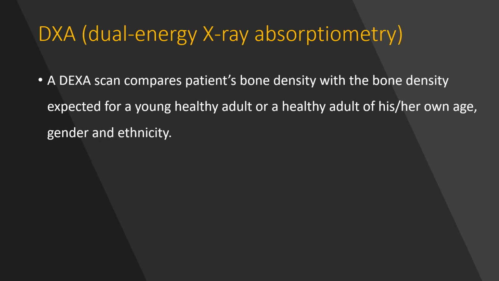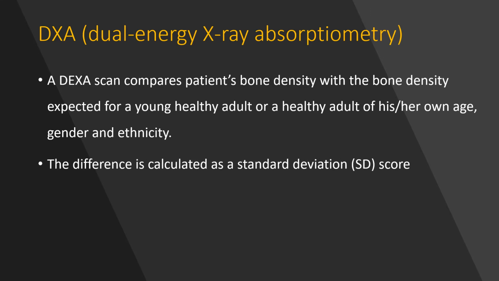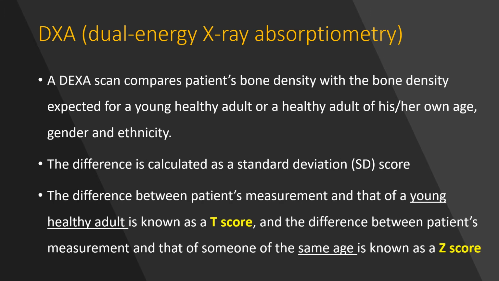So the normative data is already available, but the problem is that most of the normative data actually comes from the Caucasian or from the European or the Northern American population. So there is a need to develop our own local Asian and Pakistani database as well. And the difference is calculated as a standard deviation. The difference between the patient measurement and that of a young healthy adult is known as the T-score, and this is the most commonly reported in the reports.